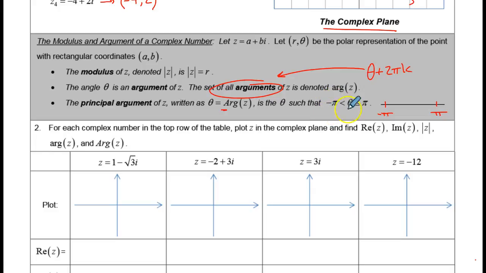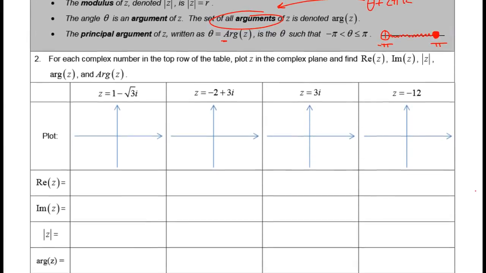So if I have to be greater than negative pi, I have to put an open circle there. And I can be equal to pi, so I'm going to put a closed circle there. So that's the interval that's acceptable for the principal argument of theta. And it's kind of interesting to think about this interval. Does this interval contain a complete circuit around the unit circle? That is an interesting question, and it's one I'd like you to think about and perhaps ask me in class. Okay, let's move on.